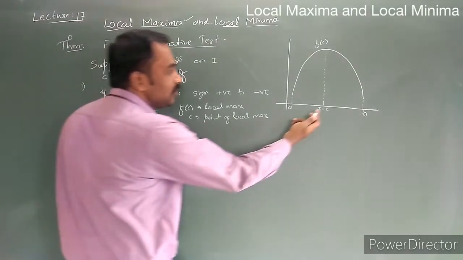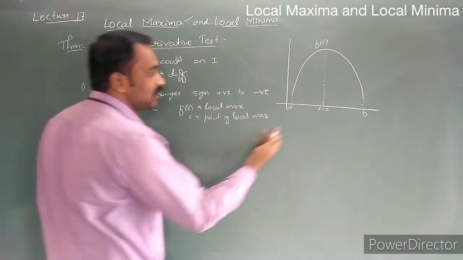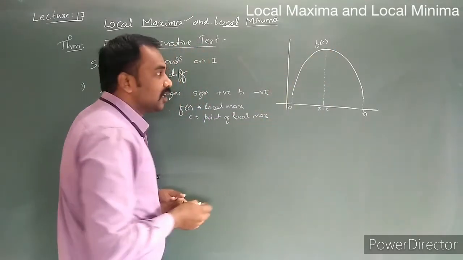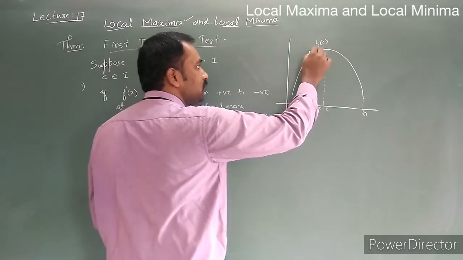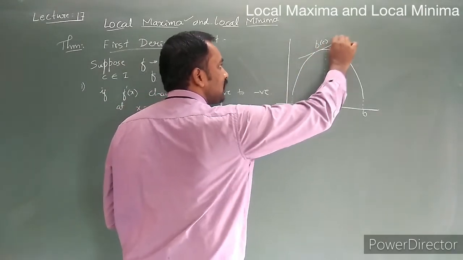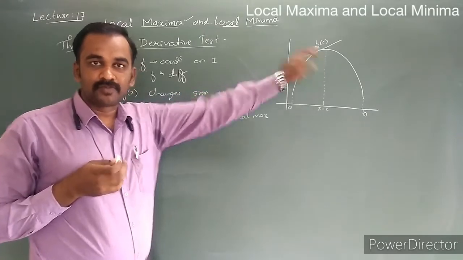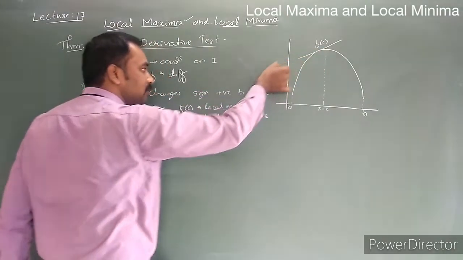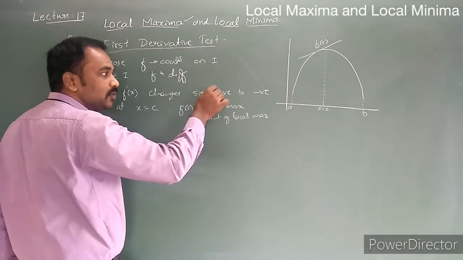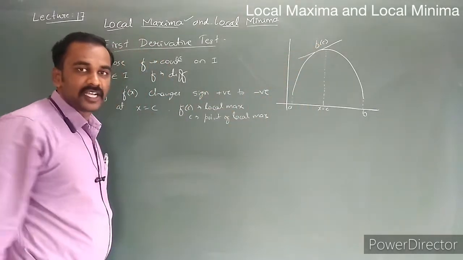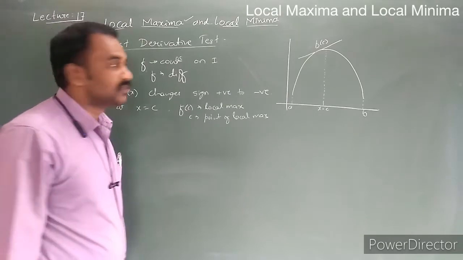Now, very close to c, at this point, what is the slope of the tangent? Suppose the tangent is like this. Is it a positive slope? Yes. Extend this line up towards the x-axis here. What is the angle between the line and the x-axis? Acute angle. The slope of the tangent is positive.